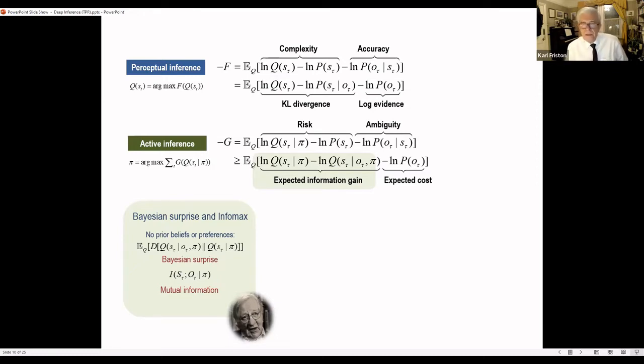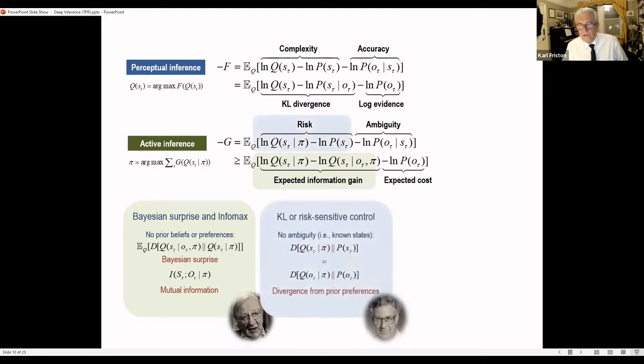Let's make things a little bit simpler. Let's assume that I can observe the world unambiguously, that there's no, if you like, sensory noise and I can see everything, in which case my observations essentially become my states and I can ignore the ambiguity. So what am I left with? Well, I'm left with this expected complexity or this risk. So what is this risk?